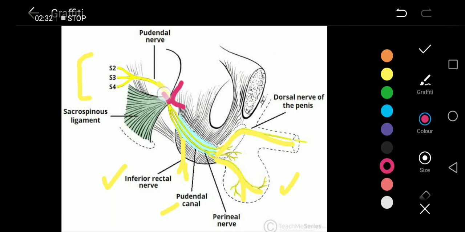So here the pudendal nerve is blocked, which can block all the sensations in the anus, in the perineum, in the scrotum, or the labium, and of the penis or the clitoris.